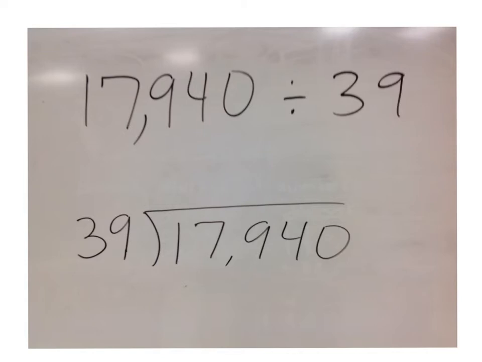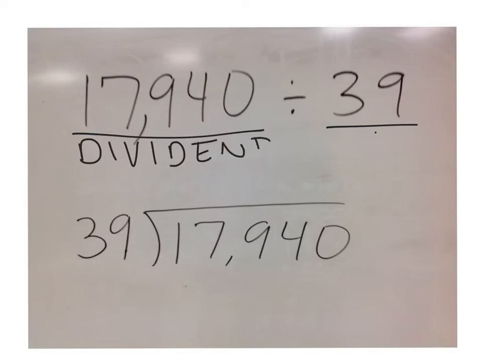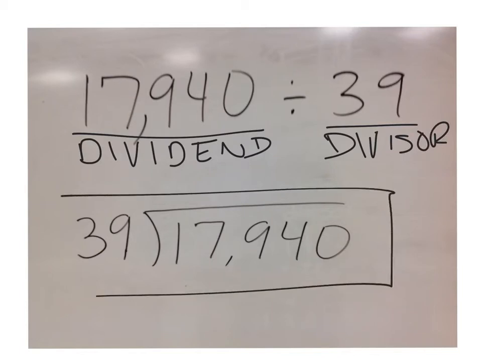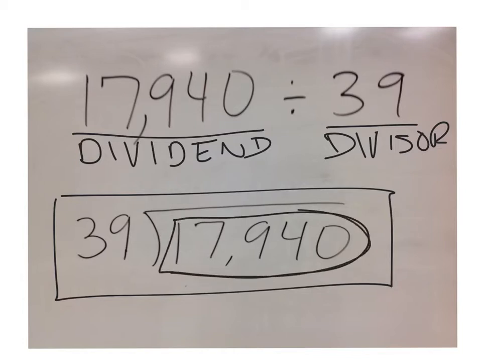Our number is 17,940 divided by 39. The 17,940 is my dividend, and the 39 is my divisor. When I rewrite the problem as a long division problem, my dividend goes on the inside and my divisor goes on the outside.